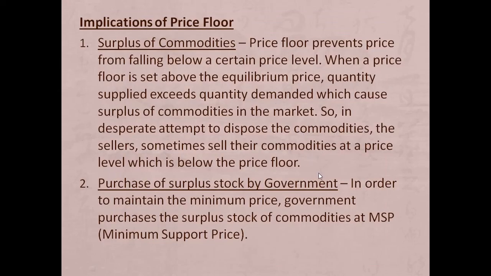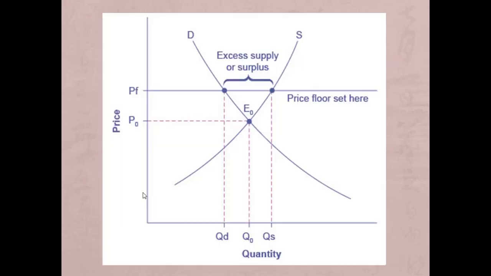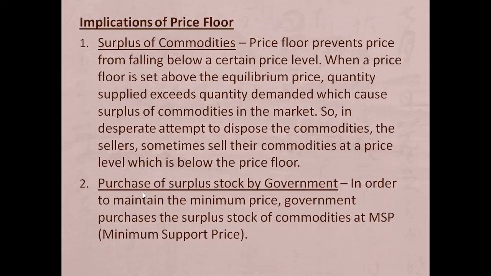And ultimately, point number two, this surplus stock will be purchased by the government at MSP, that is the minimum support price. I hope you already know, and you must have read or heard in the news channels, that the farmers' protest is going on in India, isn't it? Just because the farm bill, three laws were passed, and they are fighting for this MSP, minimum support price. So the government purchases the surplus amount of goods and services at MSP, that is known as the minimum support price. So this is your explanation.